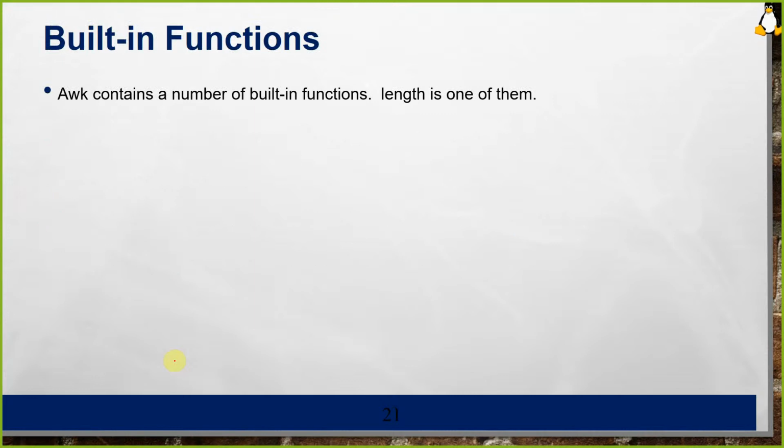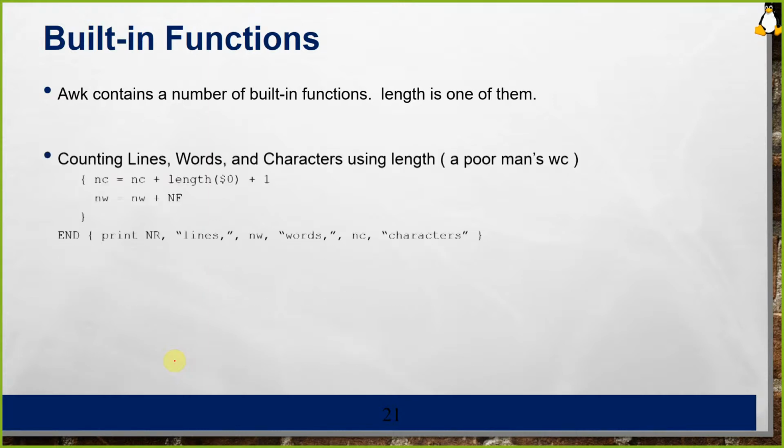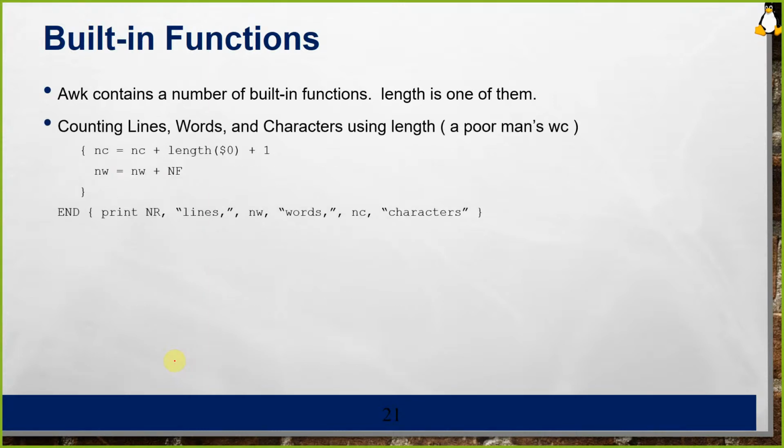Then we have some built-in functions in Awk. Awk contains a number of built-in functions. For example, length, counting lines, words and characters using length, like a simple calculator. So nc equals nc plus length, nw number of words, NF. So this will print the lines, words and characters. So this way you can use these, these are the functions actually. nc is a variable, nc plus length, length is a function, right?